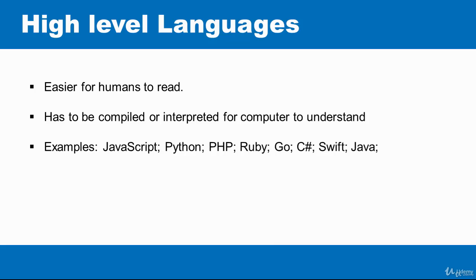So examples of high-level languages are some you may have come across. JavaScript is a popular one. It's also mainly an interpreted language, because with JavaScript, as you write JavaScript, there's an interpreter inside your web browser that will interpret the JavaScript you write. So it converts that into machine code. Then we have Python, PHP, Ruby, Go, C#, Swift, Java. There are so many more. There are hundreds of programming languages.